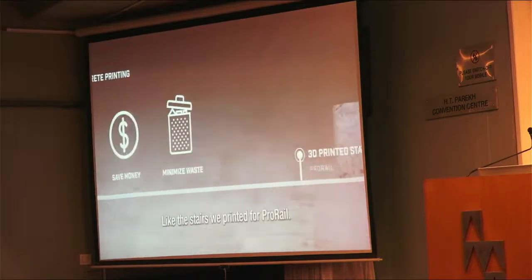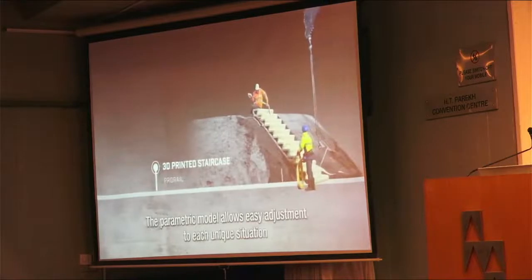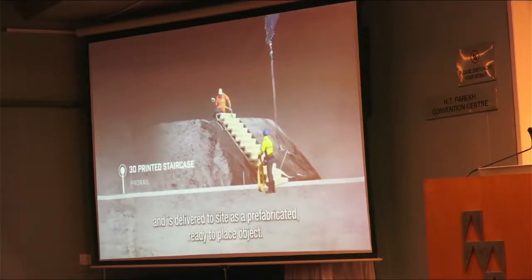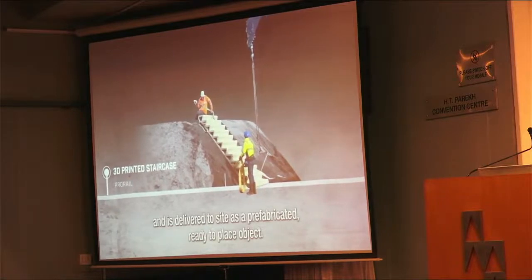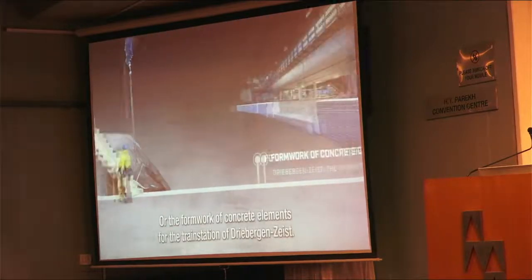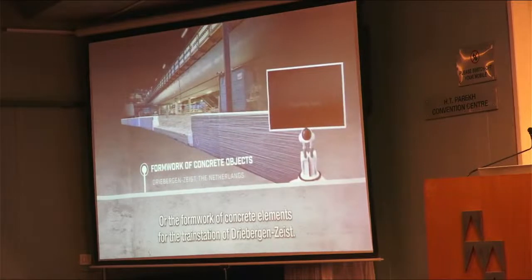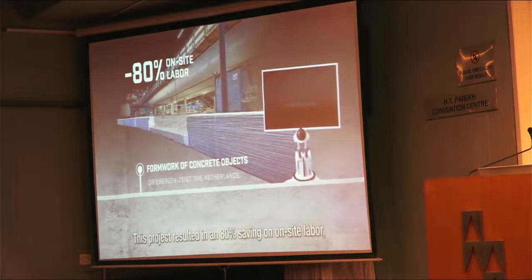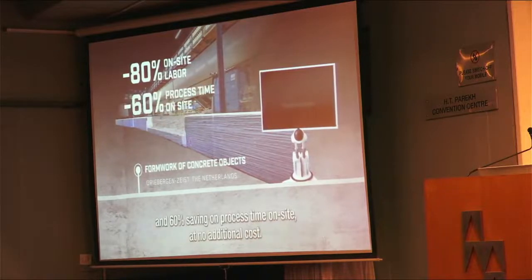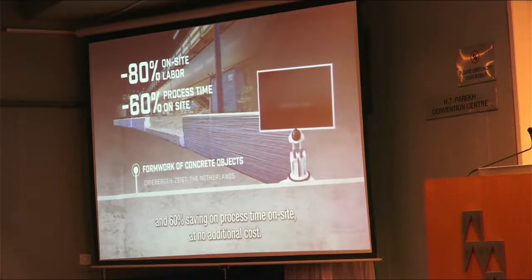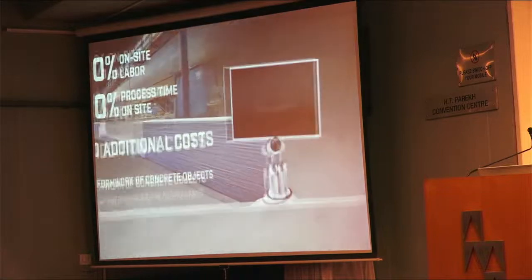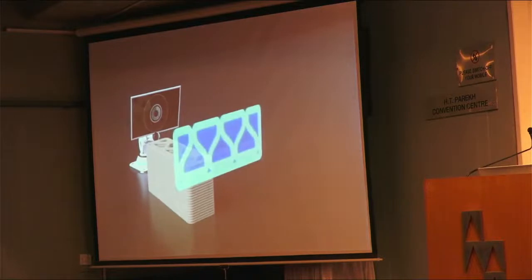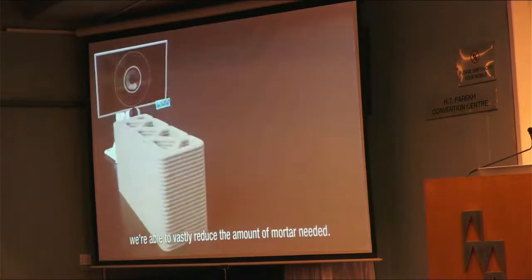Like the stairs we printed for program, the parametric model allows easy adjustment to each unique situation and is delivered to site as a prefabricated, ready-to-place object, or the formwork of concrete elements for the train station of Driebergen sites. This project resulted in an 80% saving on on-site labor and 60% saving on process time on site at no additional cost. Because concrete is only printed where it's needed for the construction, we're able to vastly reduce the amount of mortar needed.